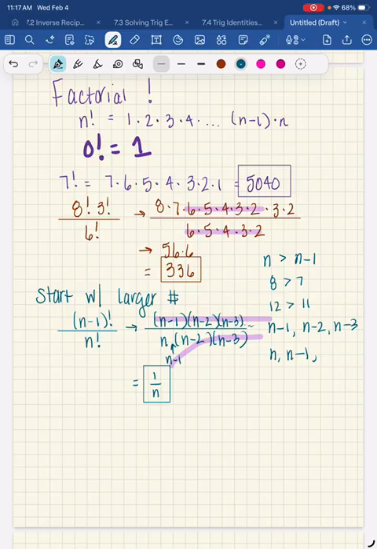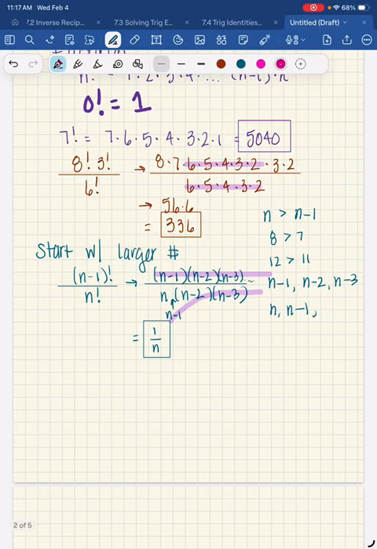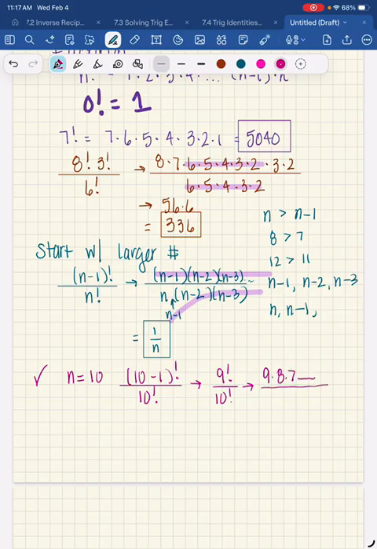And you can always check. Let's do a quick check. Let's say that n is equal to 10. So that would be 10 minus 1 factorial over 10 factorial. So this would be 9 factorial over 10 factorial. And that would be 9, 8, 7, 6, yada, yada, yada, over 10 times 9 times 8 times 7, yada, yada, yada, 1 over 10, which is 1 over n.